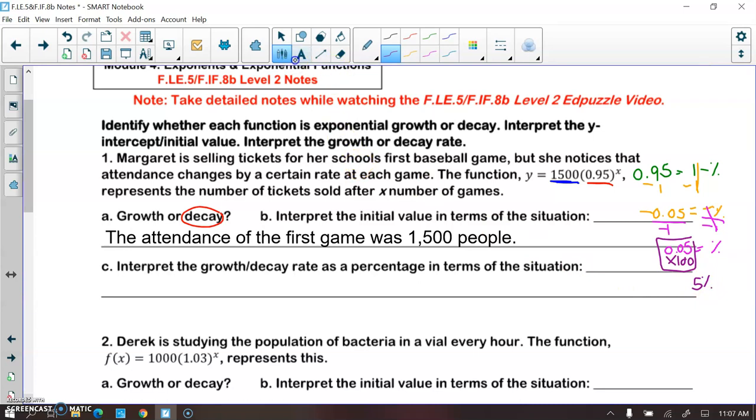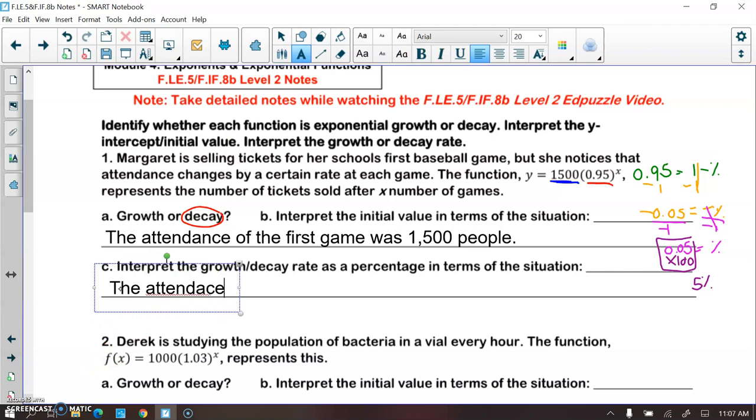So what this means in terms of my situation is that the attendance, since it's decay, decreases after each game by 5%. Or you can say something like the attendance after each game drops by 5%, anything that represents a decrease of 5%. You can also say the number of tickets sold after each game decreases by 5%.